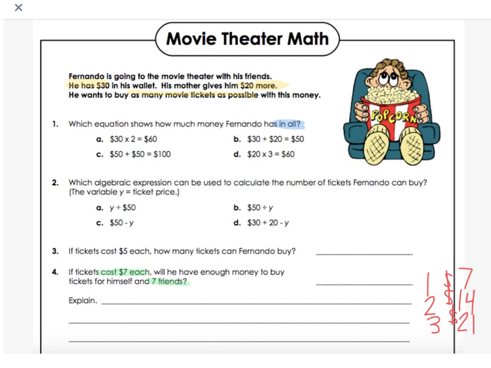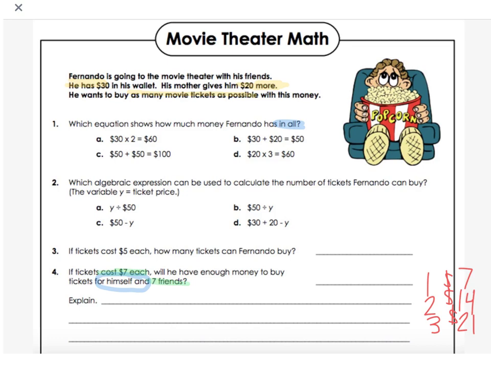his friends? And you know what? I just saw something super important. It's not enough money just to buy 7 tickets. It's for himself and 7 friends. So if I, Miss Roberts, took 7 friends to the movies, I would actually need 8 tickets. So can he buy 8 tickets at $7 each for less than $50?